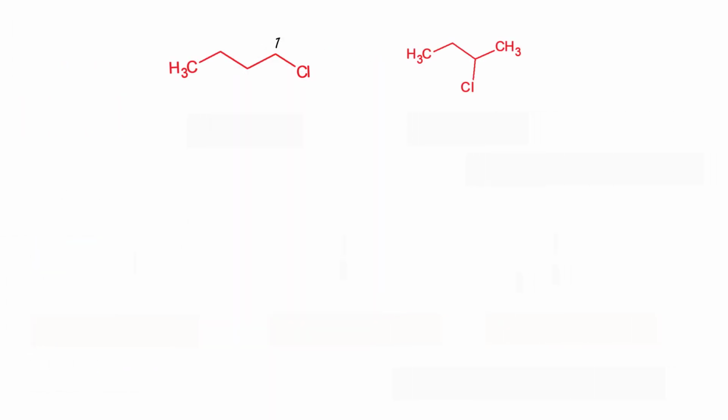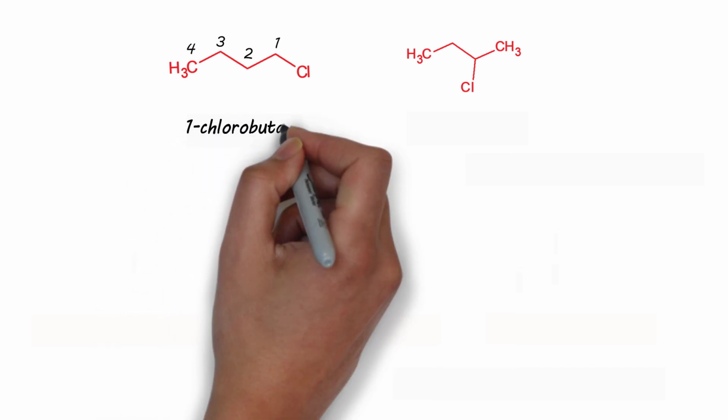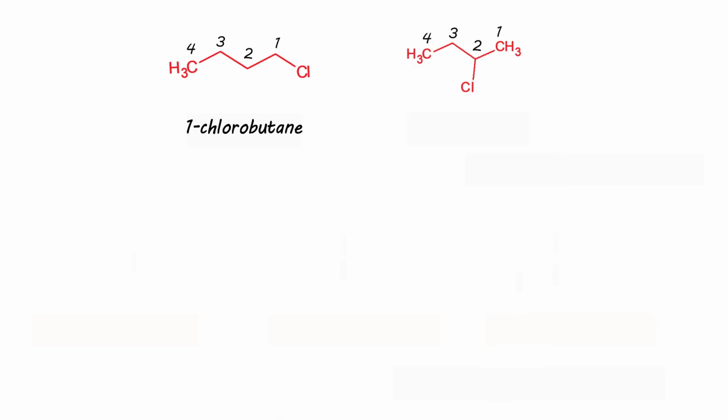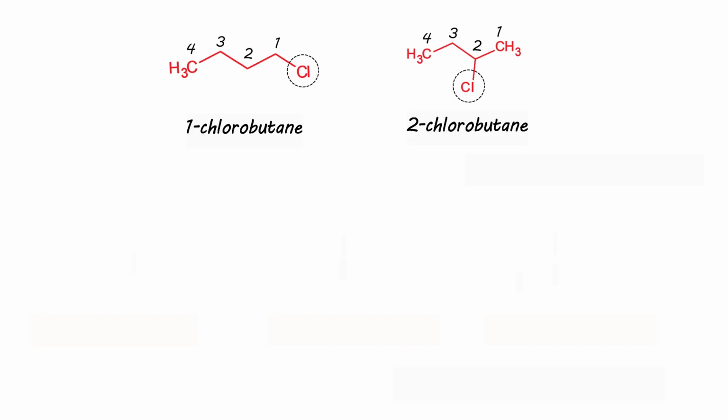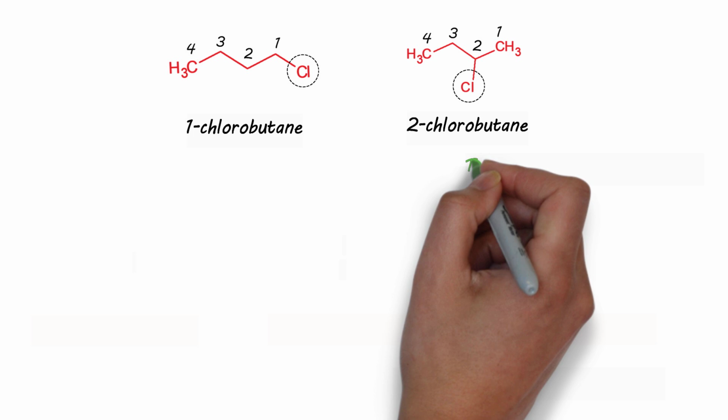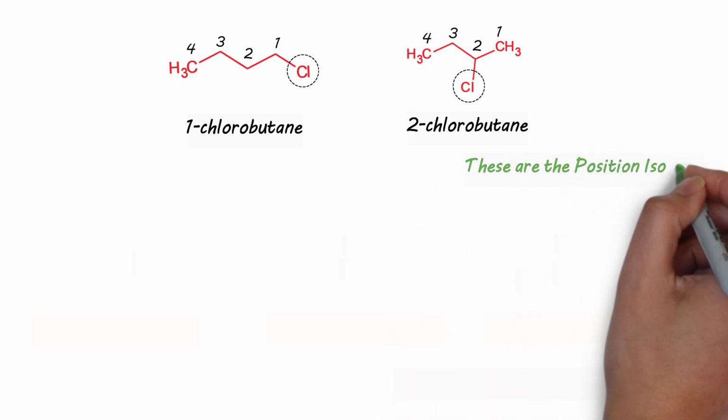We have these two molecules. The first molecule is 1-chlorobutane and the second is 2-chlorobutane. Clearly, the chloro functionality is at position first in the first molecule, but it is at position second in the second molecule. Both these molecules belong to the same class, that is, they have the same functionality, and both contain the same mother chain of 4 carbon atoms, but they differ from each other only in the position of that chloro group. So these are the position isomers.